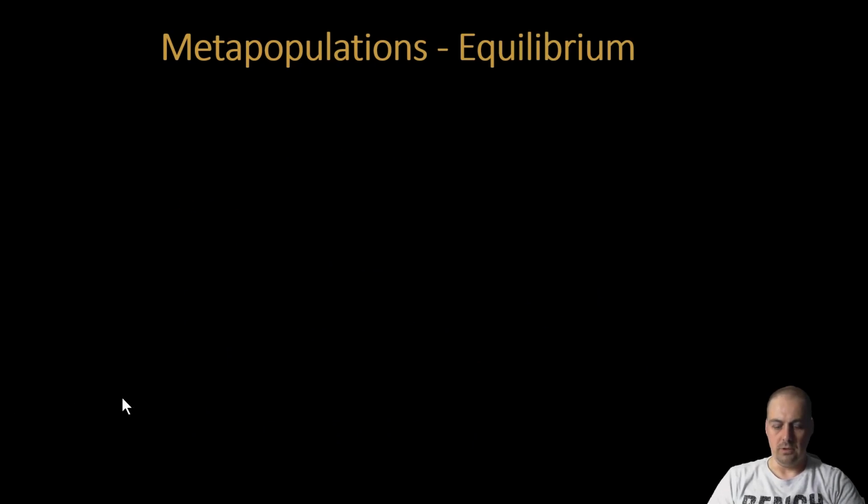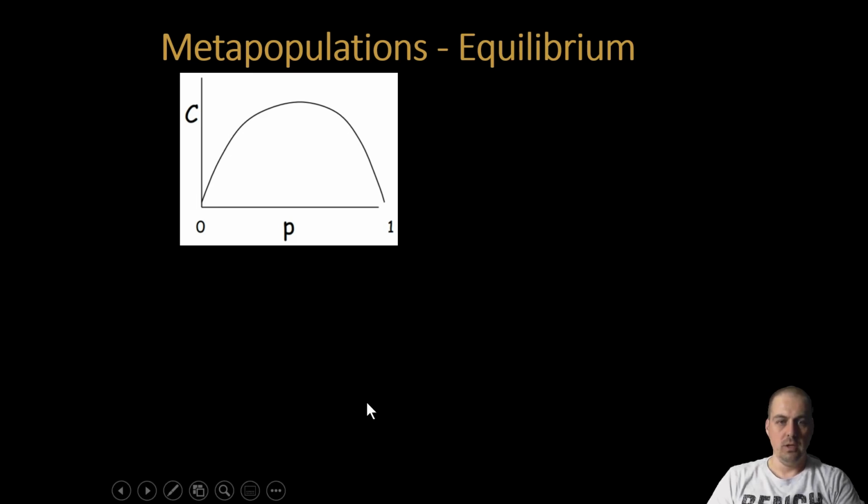So if you look a little bit further at overall colonization and extinction, here are some of the trends that you'll see. If your patch occupancy is low, you're going to have very few patches that are occupied, so very few individuals that can colonize other patches. So your colonization is low. On the other end of the spectrum, if your patch occupancy is really high, there are going to be very few patches left to be colonized. So again, your colonization rate will be low.